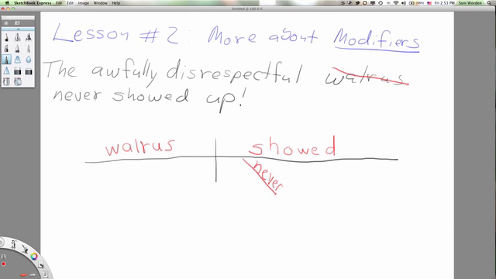But I digress. We've got rid of never. That's the critical adverb right there that gives us the meaning. And I didn't cross off showed. So we've got another adverb right here, up.